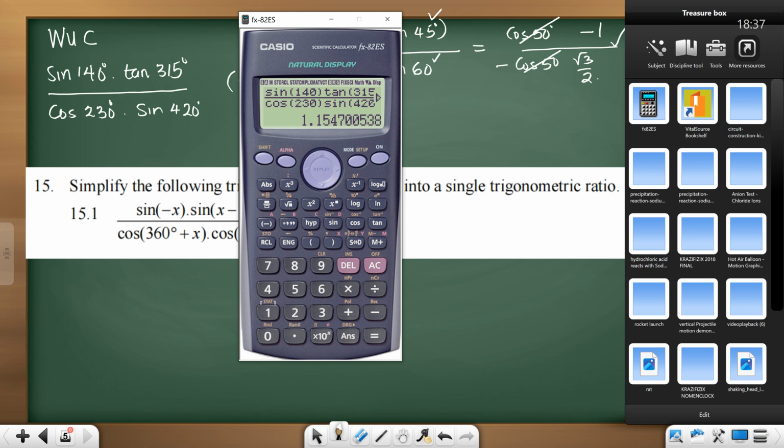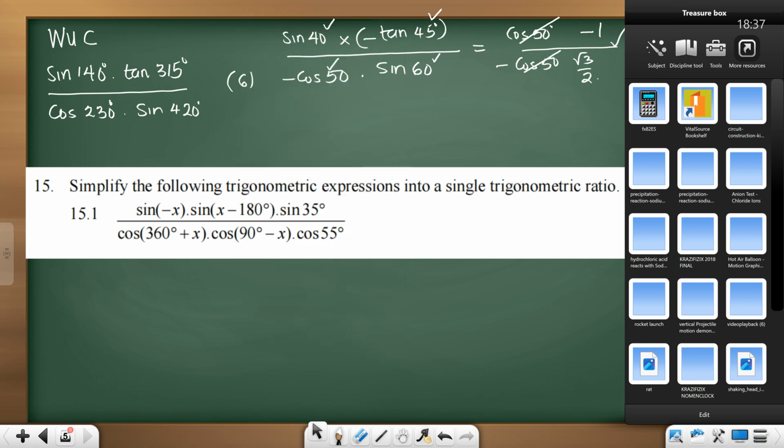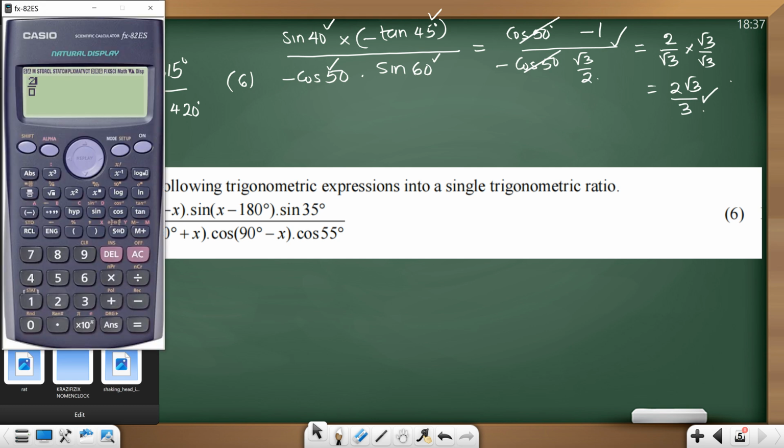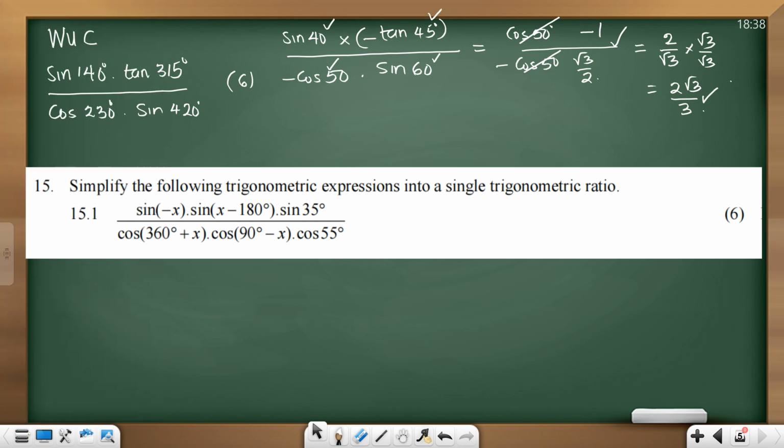Now, check 1.1547. If I see that answer again, I'll know. Is that fine? 1.1547. Come and look at your own answer. Type your answer again, your own answer, to see. 2 root 3 over 3. You don't need to write it down. You can simply see that, oh, my answer is this, my answer. Correct. So please trust the system. Can we try this together?